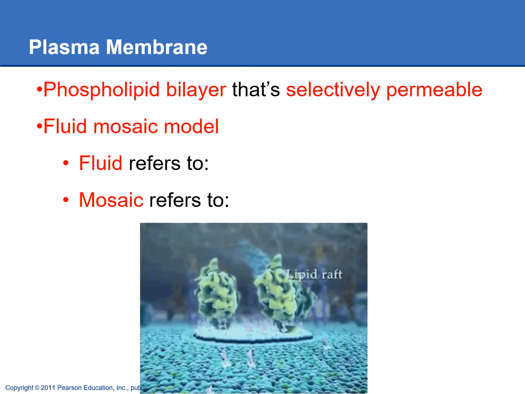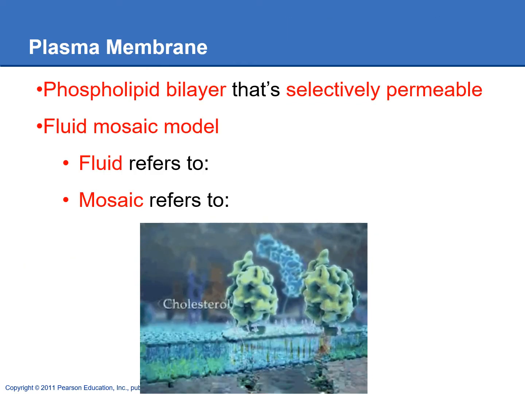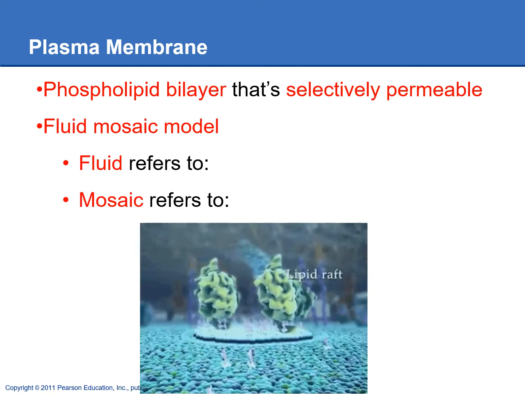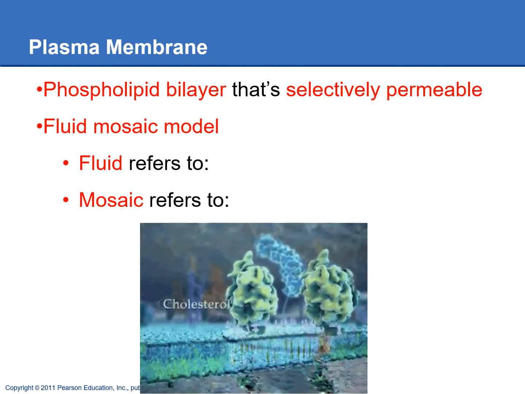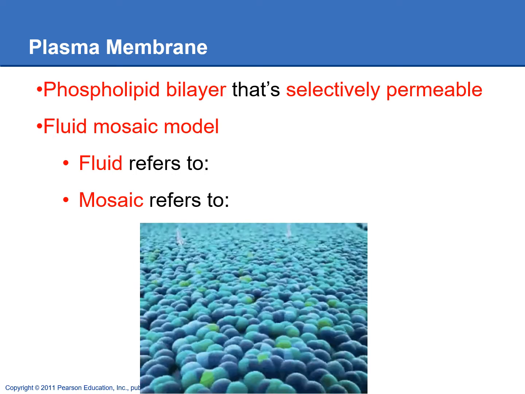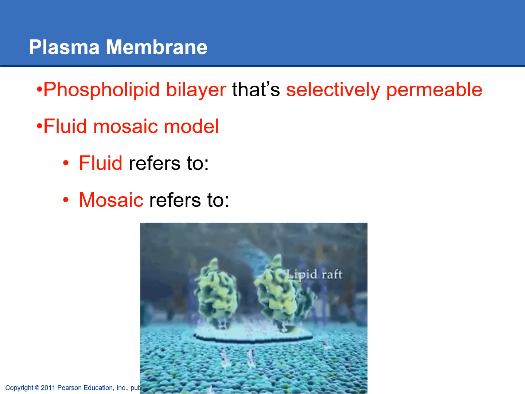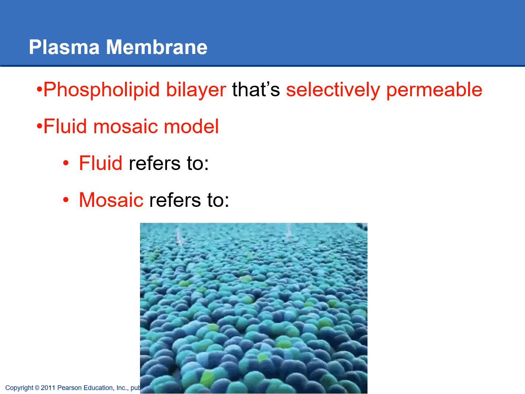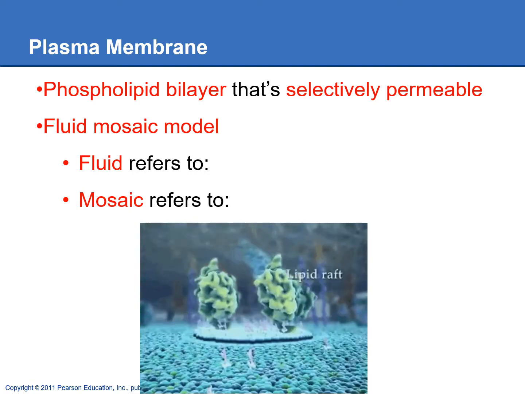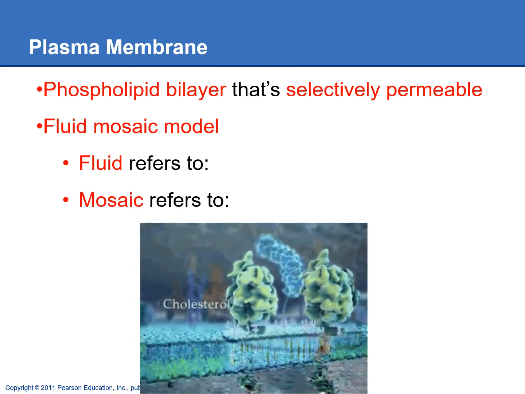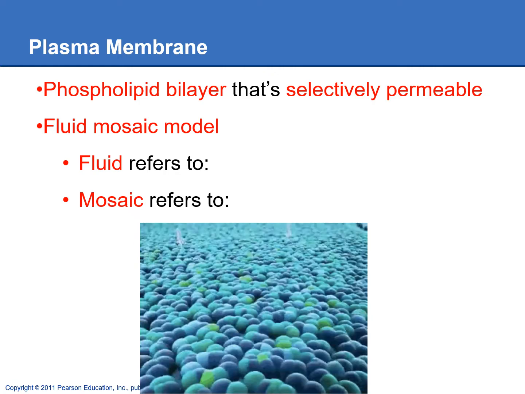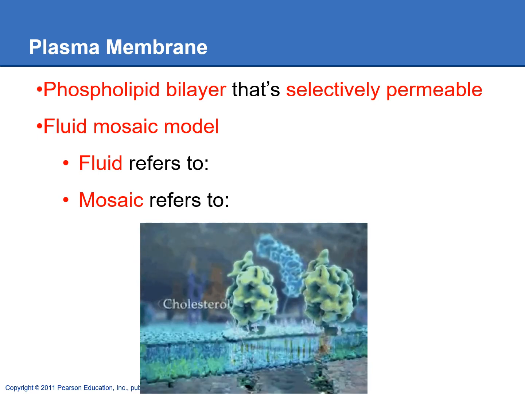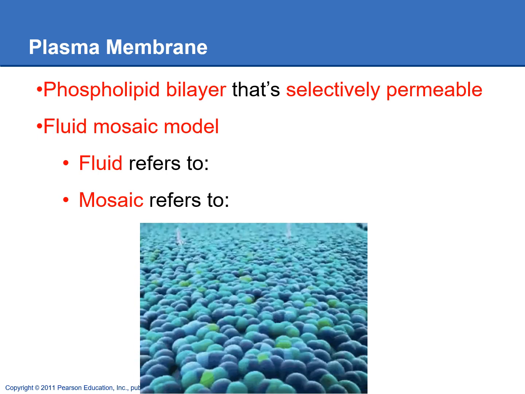The plasma membrane is made out of a phospholipid bilayer that's selectively permeable, which means that it lets some things diffuse through the membrane and other things cannot. We describe the plasma membrane as being a fluid mosaic model. Fluid is referring to the fact that the phospholipids move. So the membrane is not a static structure.